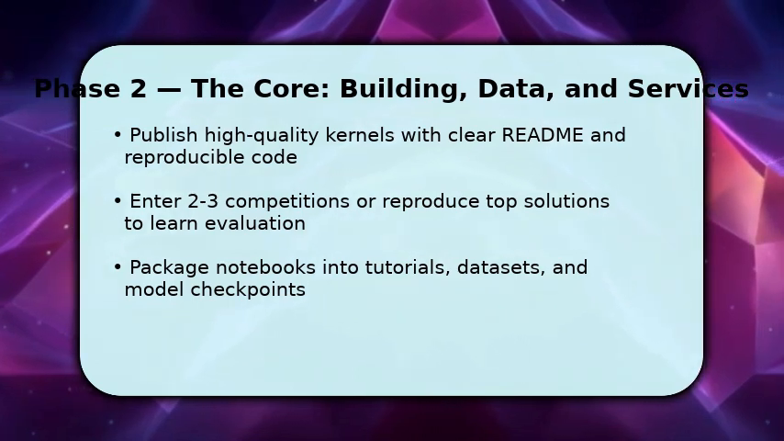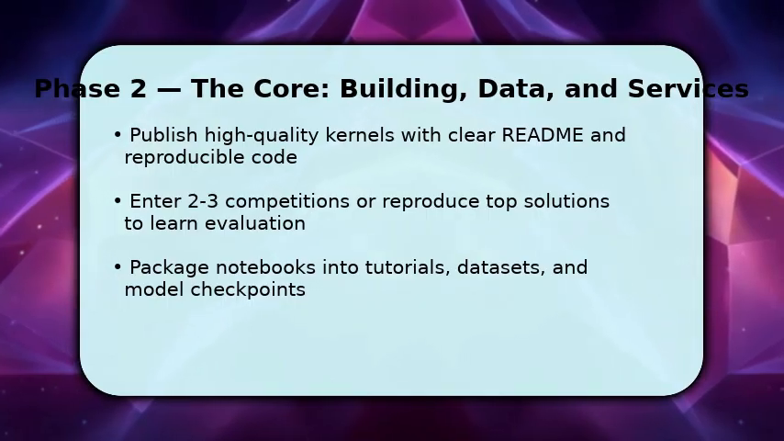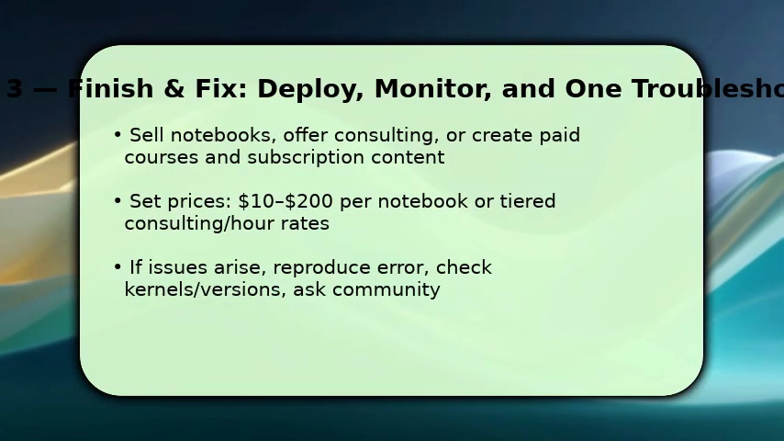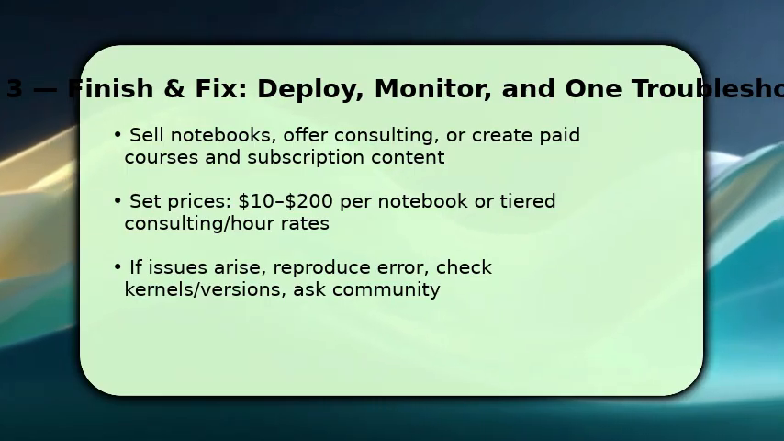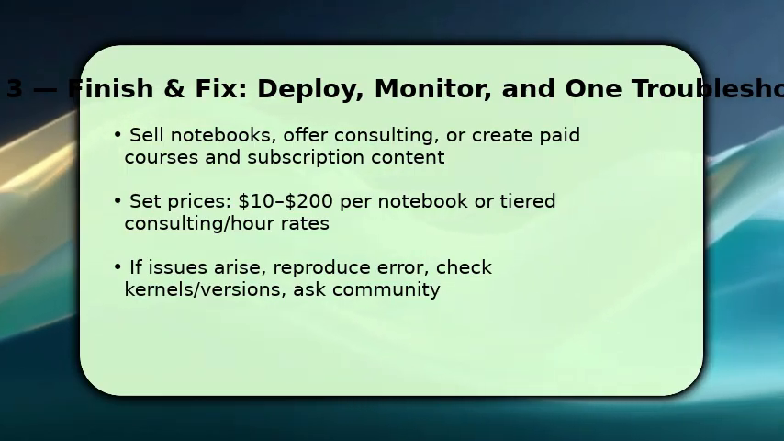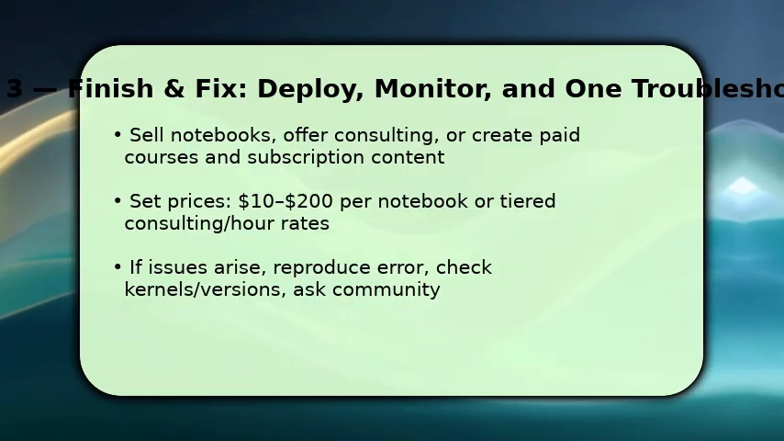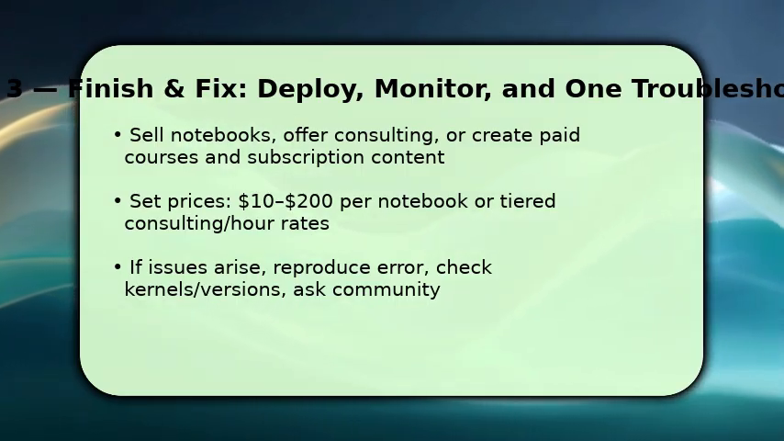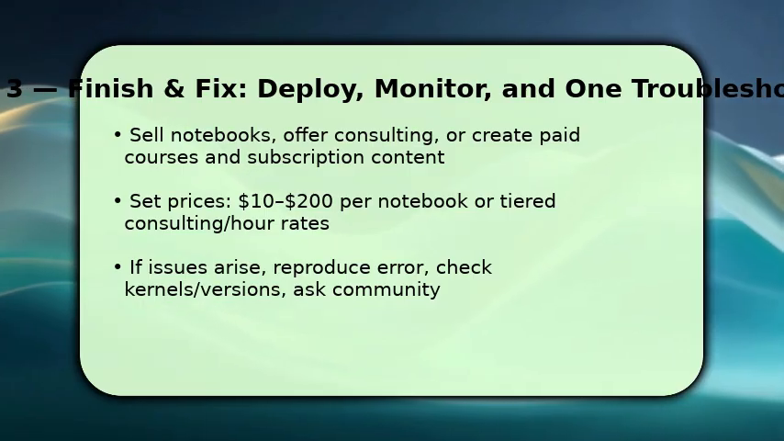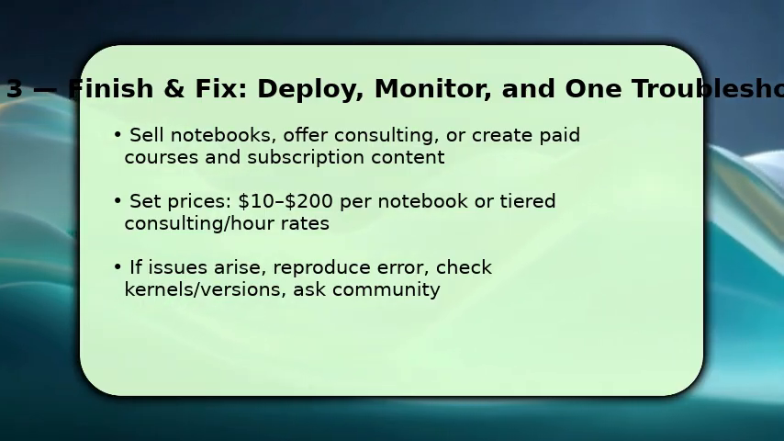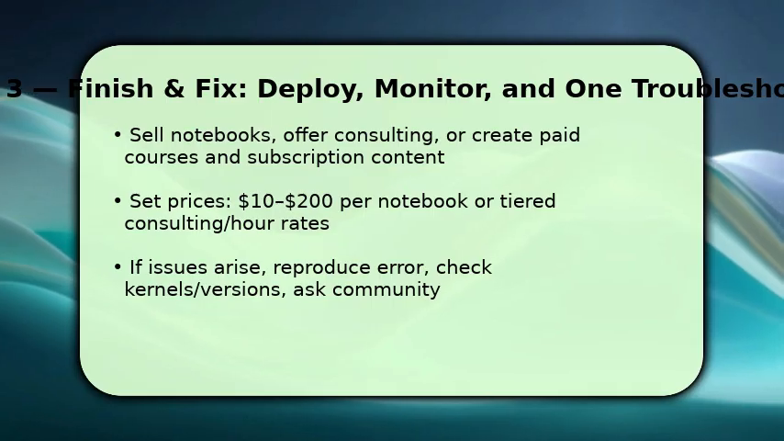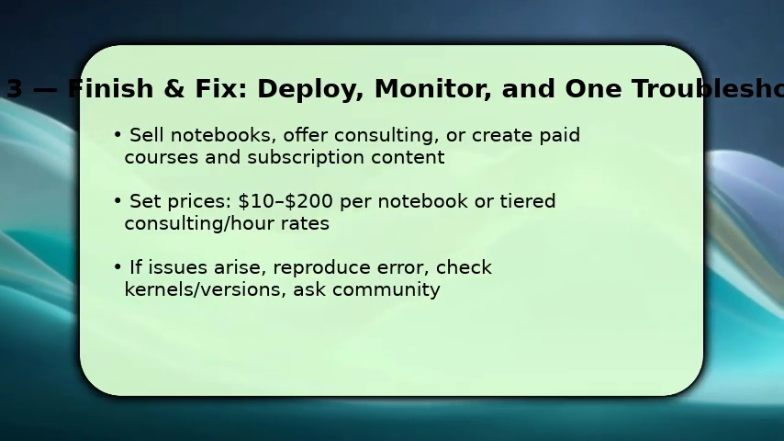Now convert reputation into revenue. Offer paid notebooks, one-on-one consulting, or a short paid course and promote via your Kaggle profile and social channels. Price pragmatically. Simple notebooks $10 to $50, comprehensive packages $75 to $200, and consulting by the hour. Once money flows, set up invoicing and tax records, keep copies of contracts.